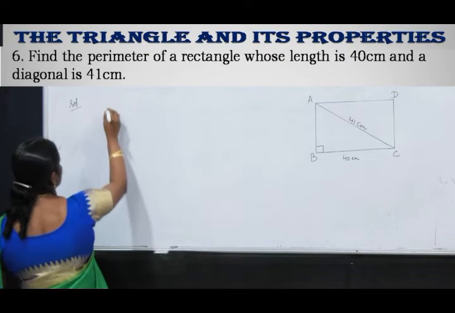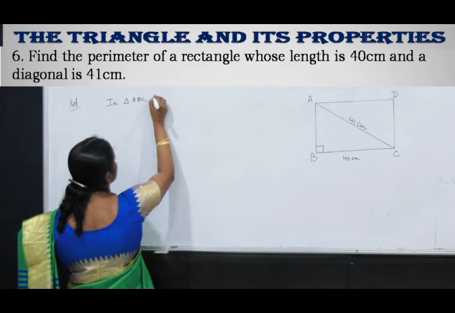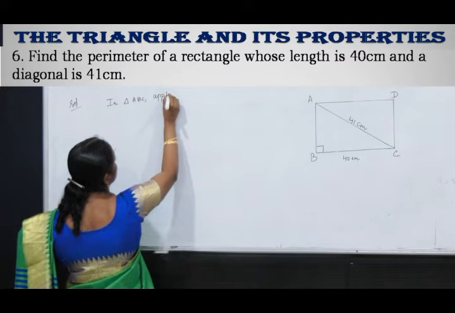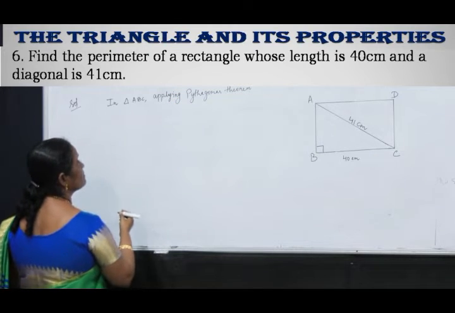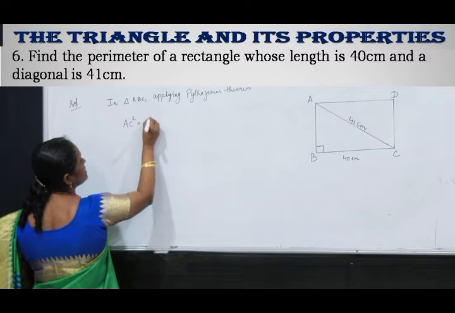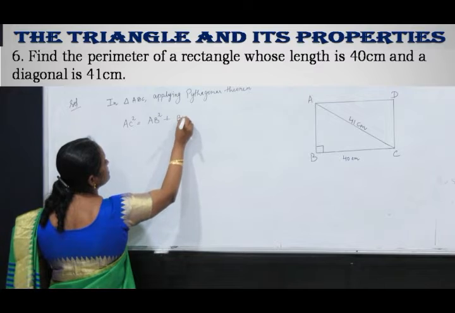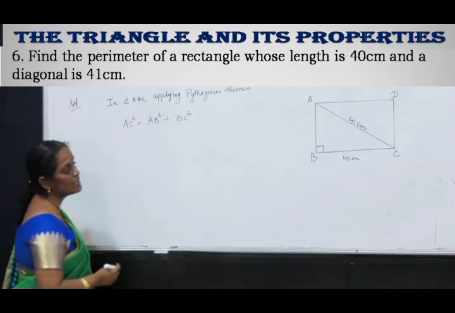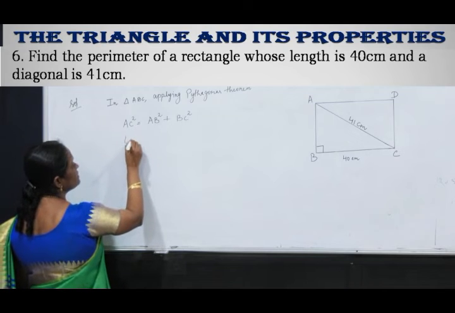So in triangle ABC, applying Pythagoras theorem, we can write AC square is equal to AB square plus BC square. Here AC is the diagonal and the diagonal is 41 centimeter.